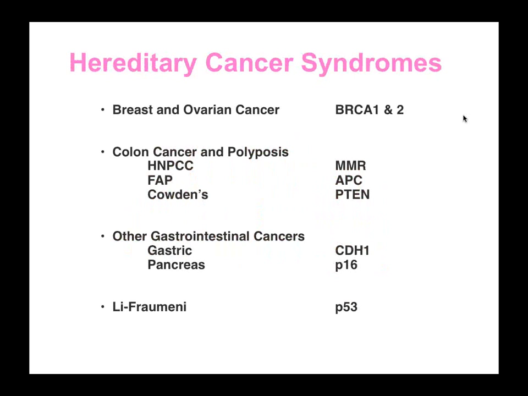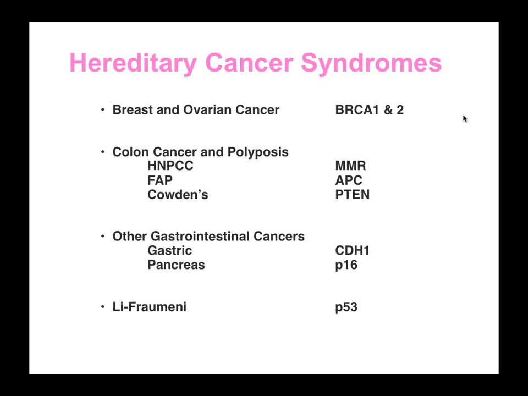So if you look at the hereditary cancer syndromes, there are many cancer syndromes that have been well described in terms of the underlying genetic change responsible for that syndrome. This is not by any means a comprehensive list, but lists some of the more common hereditary cancer syndromes. So of course the one that's most relevant to our discussion today is the breast and ovarian cancer syndrome caused by inherited changes in BRCA1 and BRCA2.